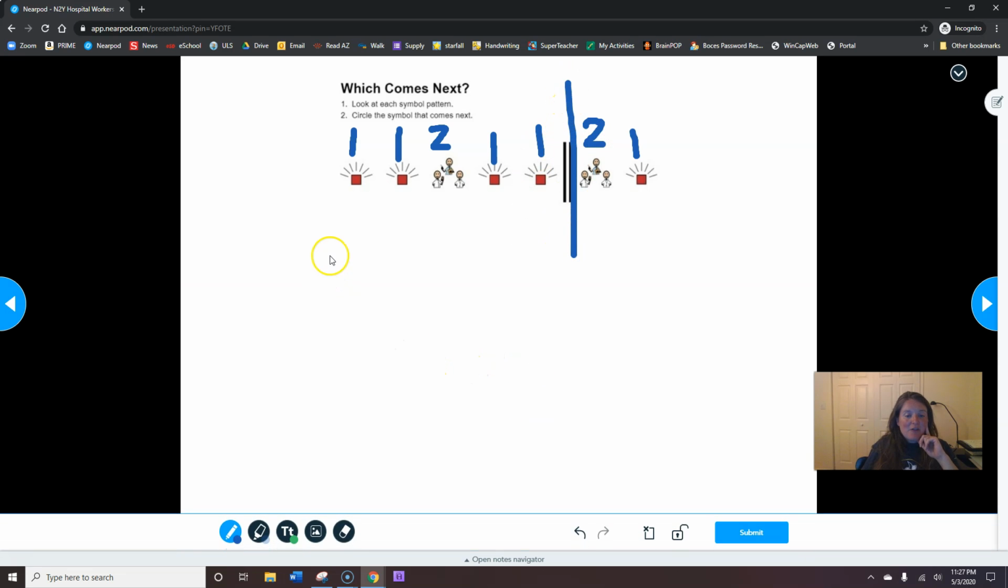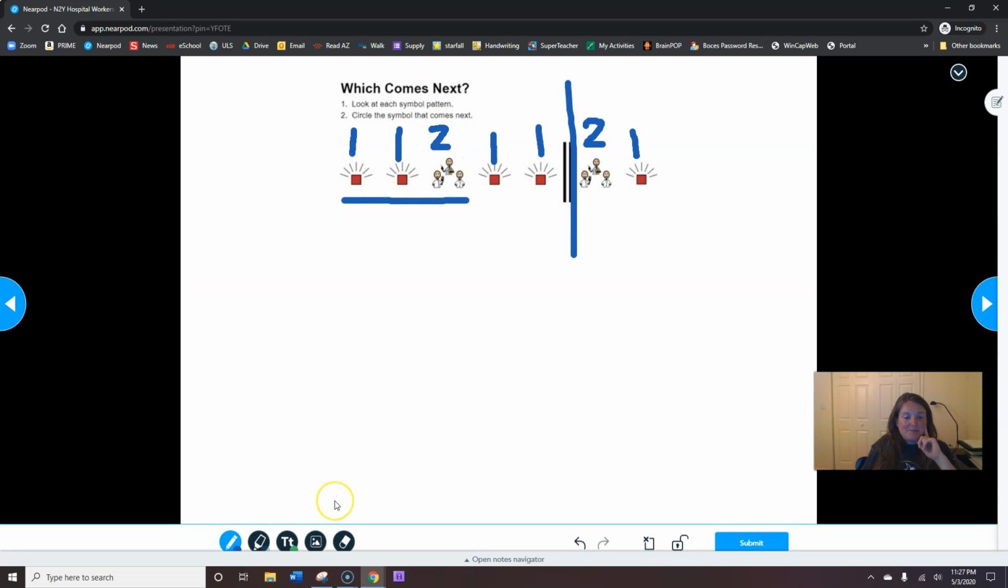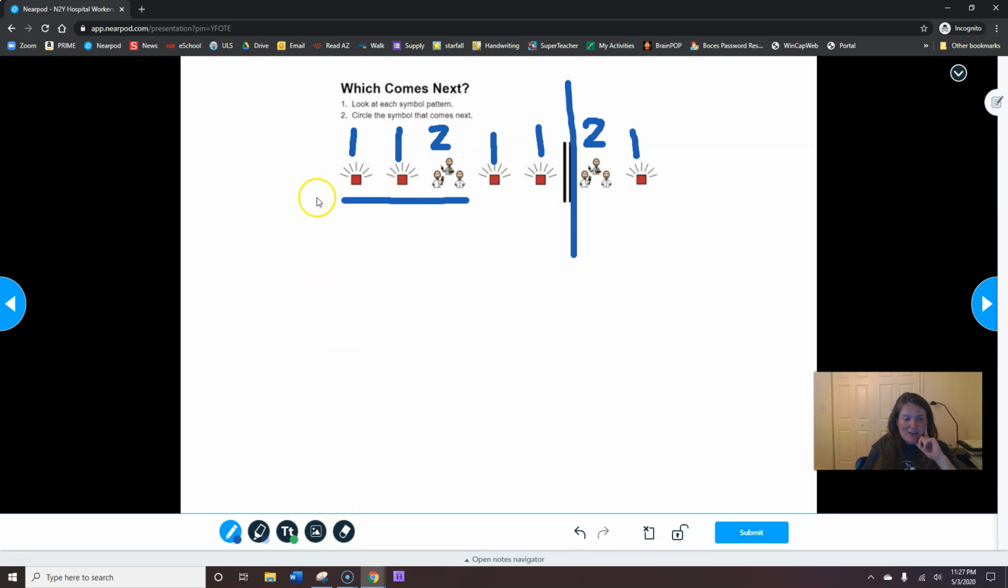Okay, so now I'm looking for my pattern. 1, 1, 2. So first 1, then 1, then 2. This is my pattern. And then it starts over. 1, 1, 2. 1, 1, 2. 1, 1, 2. I'm going to say it first, all the way up to the line. 1, 1, 2. 1, 1.